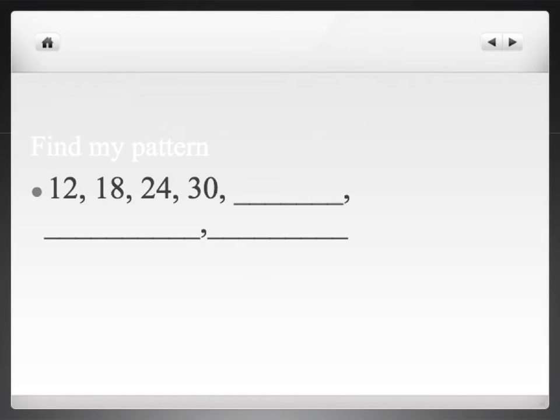Alright, so let's find the pattern here. We have to figure out how we are getting to the next number. What I want you to do is I want you to study these numbers for a second. So first of all, our first numbers in our sequence are 12, 18, 24, and 30. Study these numbers for a second and try to find the relationship between these numbers. Am I adding, subtracting, multiplying, or dividing in order to get to the next number?